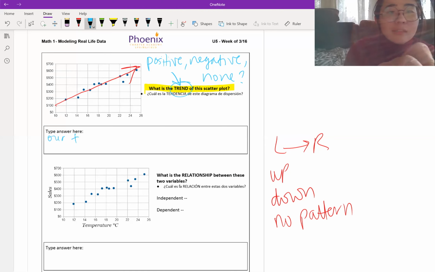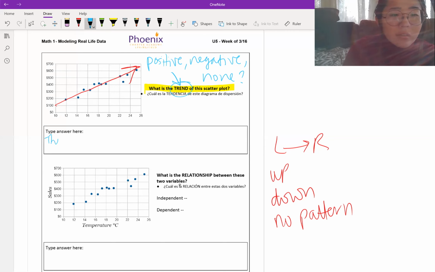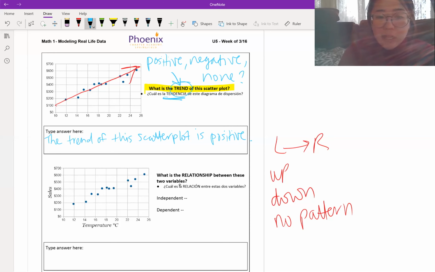So that means that our trend, or let's use more mathematical language, we're going to say the trend of this scatter plot is positive. Okay, so we're saying the trend of this scatter plot, so trend is tendencia in Spanish, is positive.